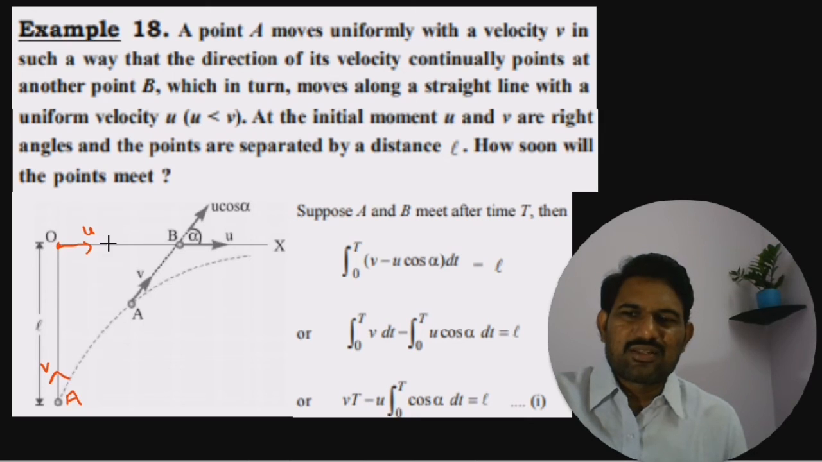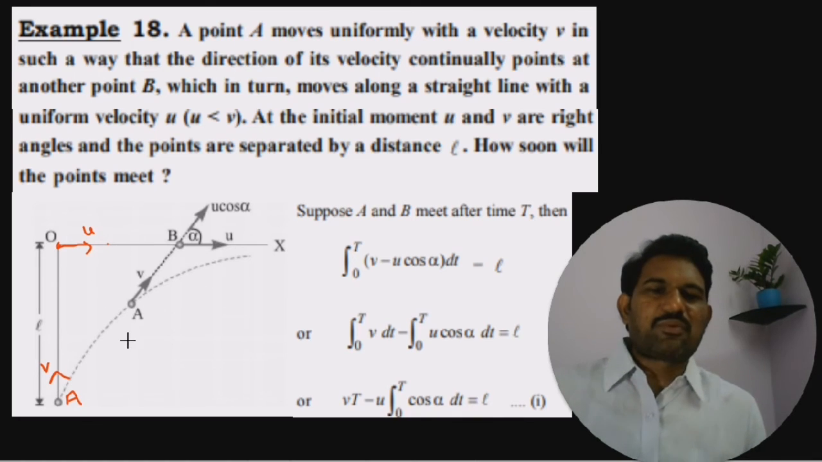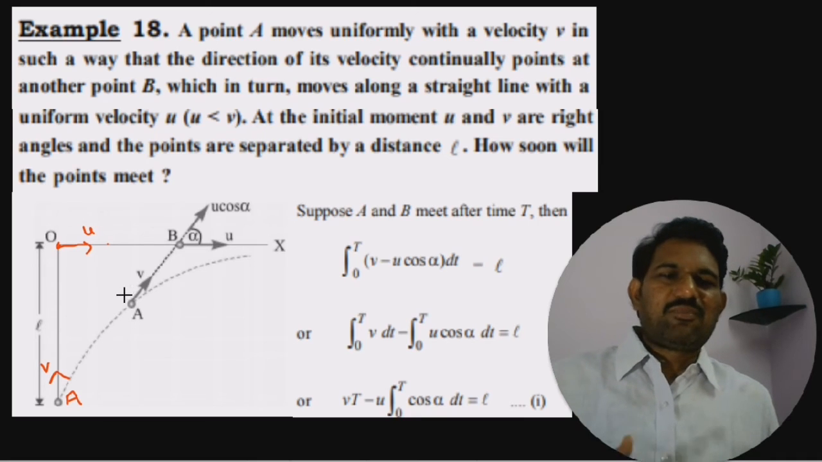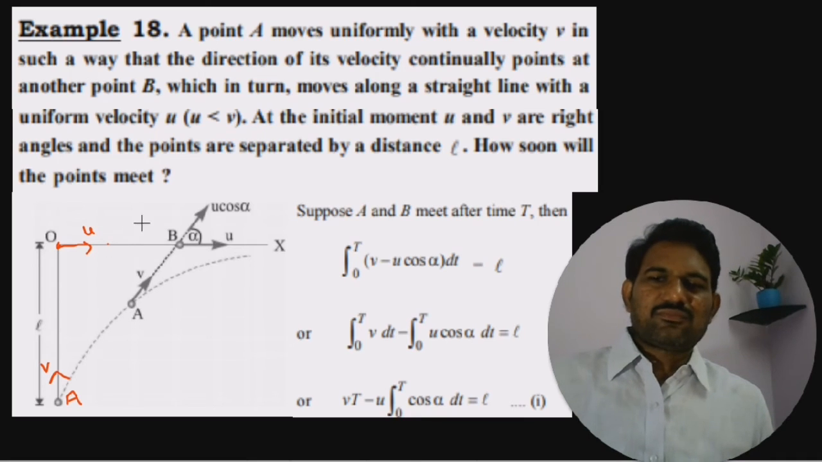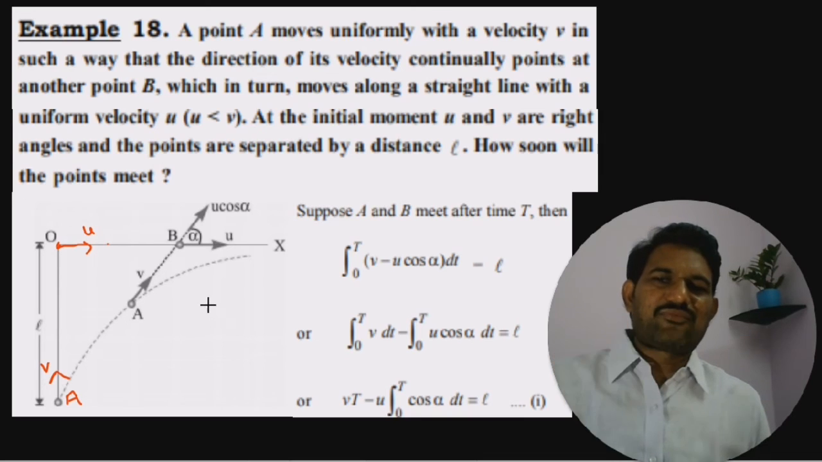If particle B is here, then its direction will be along this direction. So like that its direction changes continuously. The direction of particle A changes continuously, whereas the direction of particle B will remain the same, right? Particle B moves along this direction only. They are asking after how long they will meet each other if the initial separation is L.